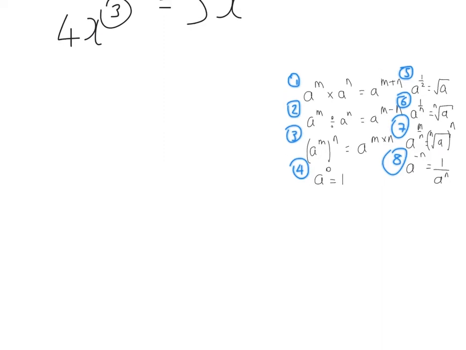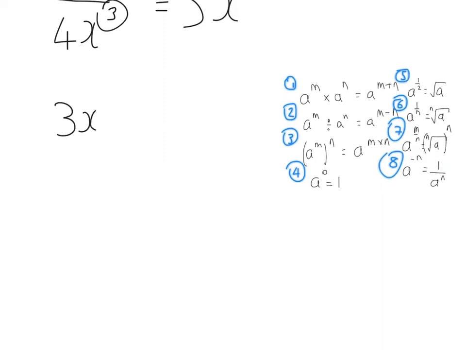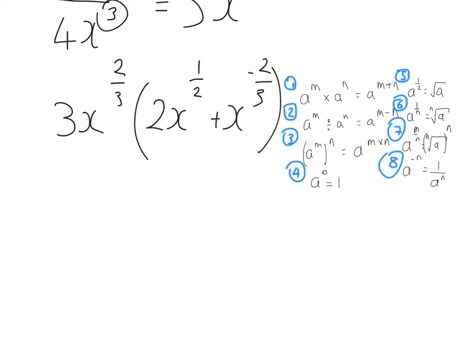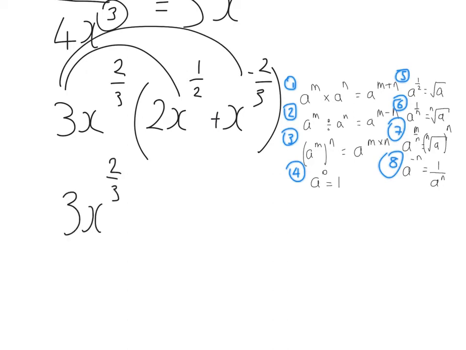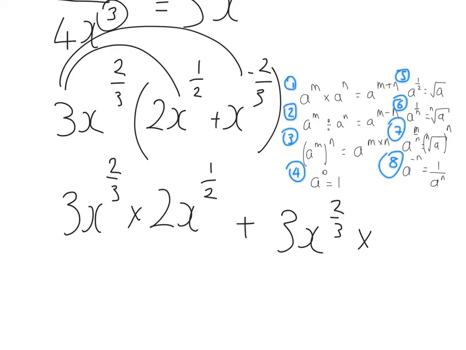Example 3, we've got 3x to the power 2/3, bracket 2x to the half plus x to the minus 2/3. So with algebraic expansion, it's going to be that times that, and then that times that. So 3x to the 2/3 times 2x to the 1/2 plus 3x to the 2/3 times x to the minus 2/3.